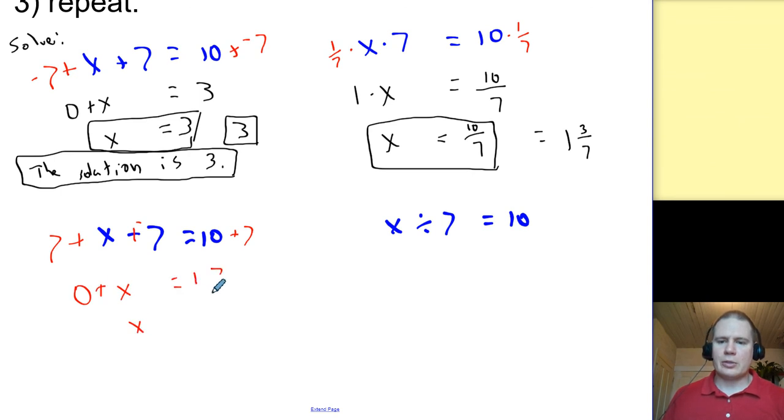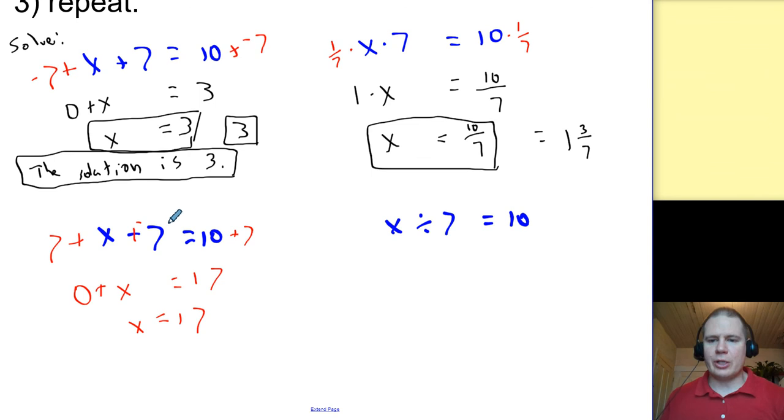10 plus 7 is 17. There we go. Now I have the simplest equation of all. The solution is 17. The value of x that makes this true is 17. And I can check that.